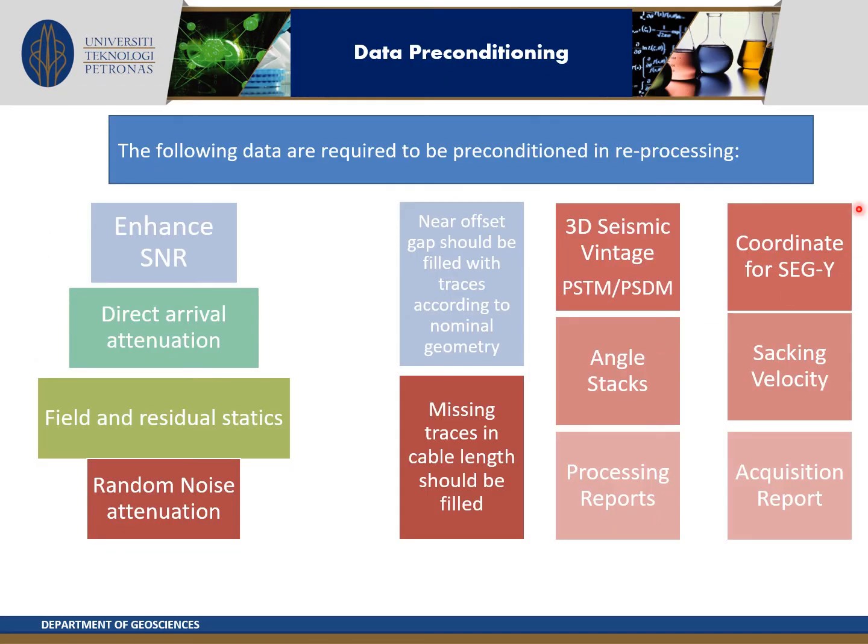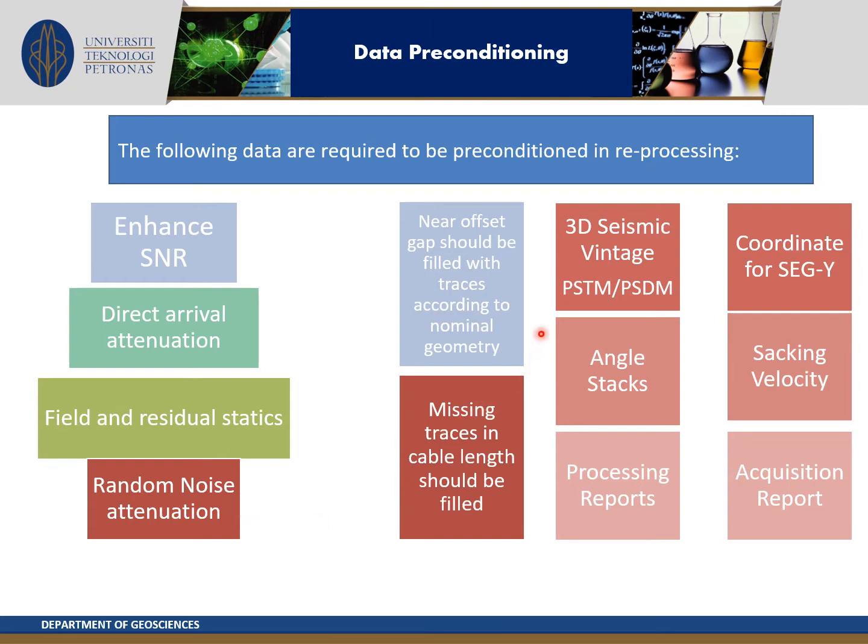So first of all, we would like to see how we can improve the existing data before we go on to the imaging itself. So we want to improve the data preconditioning. First of all, we need to enhance the signal to noise ratio, and then we also need direct arrival attenuation, field and residual statics, and also random noise attenuation.